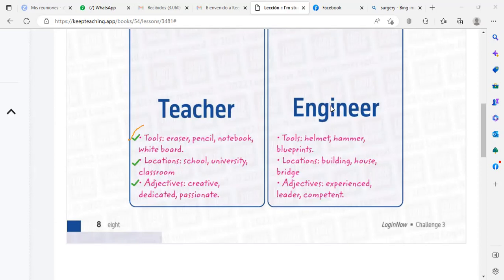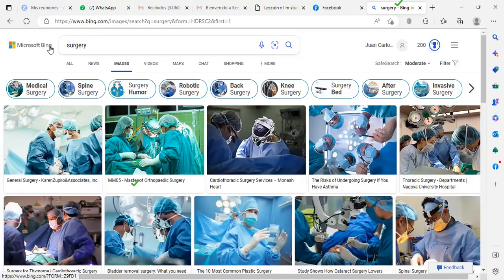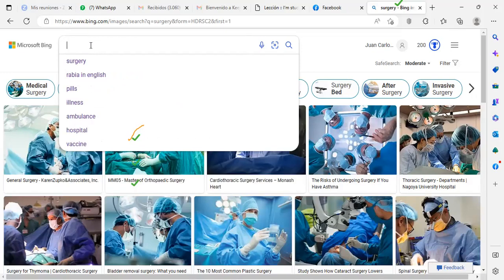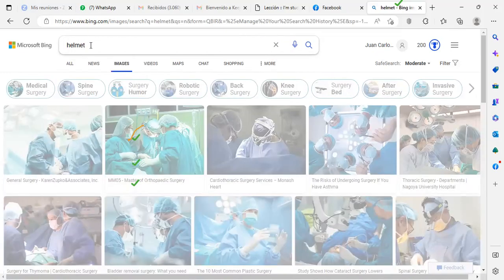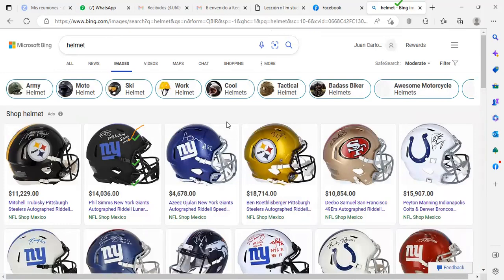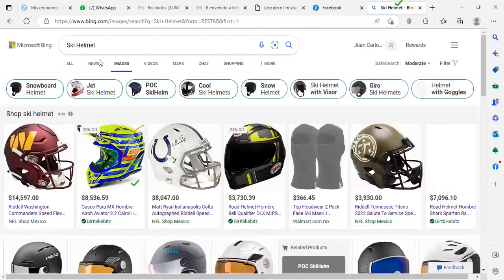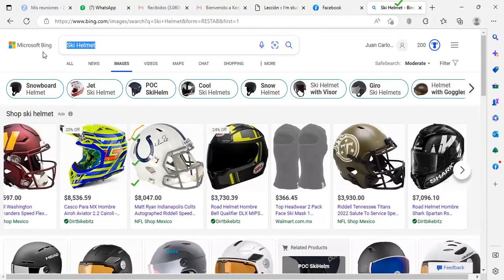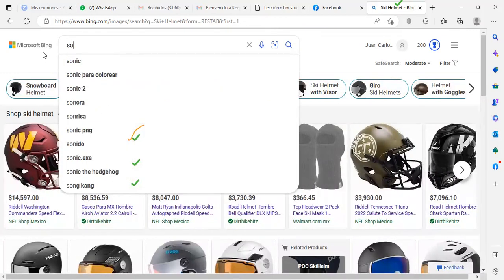And then we have engineers like Carlos. Probably not him. Some engineers in a construction usually need a helmet. Let me show you. If you don't identify the word, what is a helmet? This is a helmet. Okay, this is a helmet, but a construction helmet, maybe it could be like this. Let me see if there is a construction helmet.